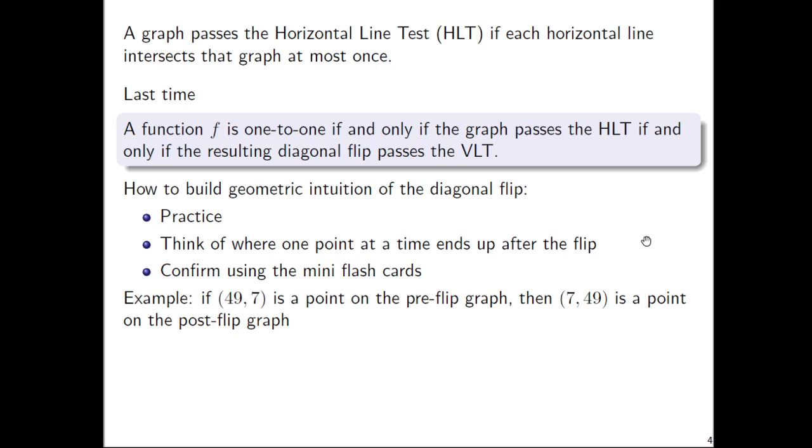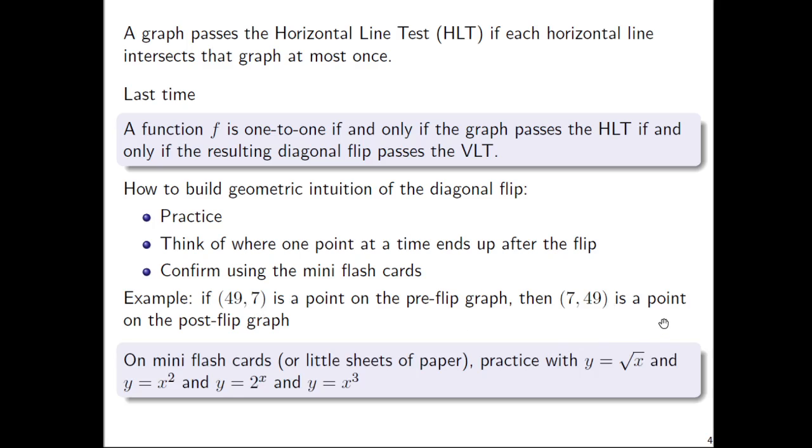As an example of what we mean by thinking of where one point ends up after the flip, if you have the point (49, 7) on the pre-flip graph, then once you flip, you're going to have the point (7, 49). The x and y coordinates will change. You should try this. Go draw the point (49, 7), so way further to the right than it is up. And then if you flip diagonally, you'll have the point (7, 49).